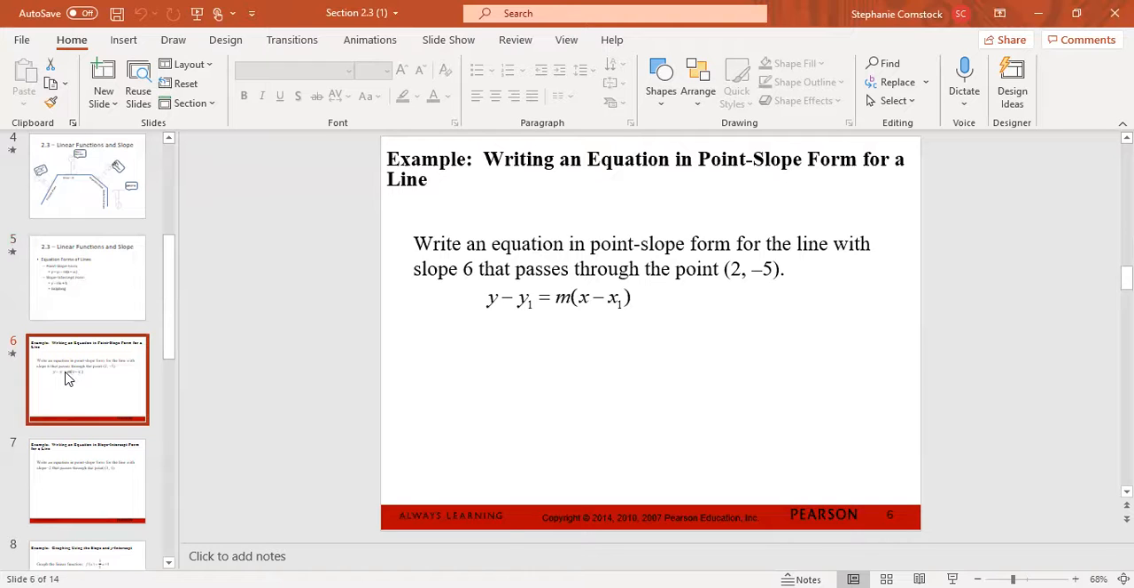So the first one that we're going to look at says to write an equation in point slope form for a line with a slope of 6. So I'm going to transfer some of this information, slope of 6, and they want us to go through the point (2, -5). And they do remind us that our point slope form is y minus y1 equals m times x minus x1, okay?